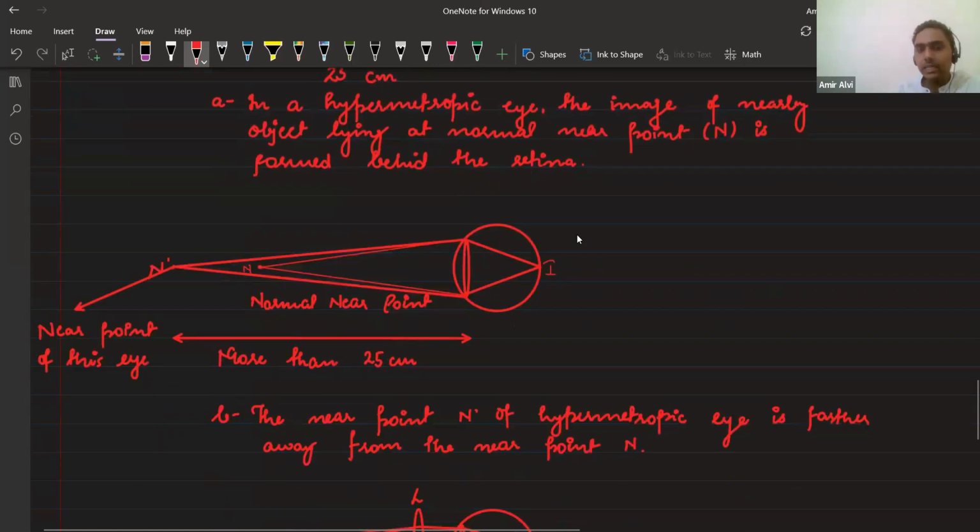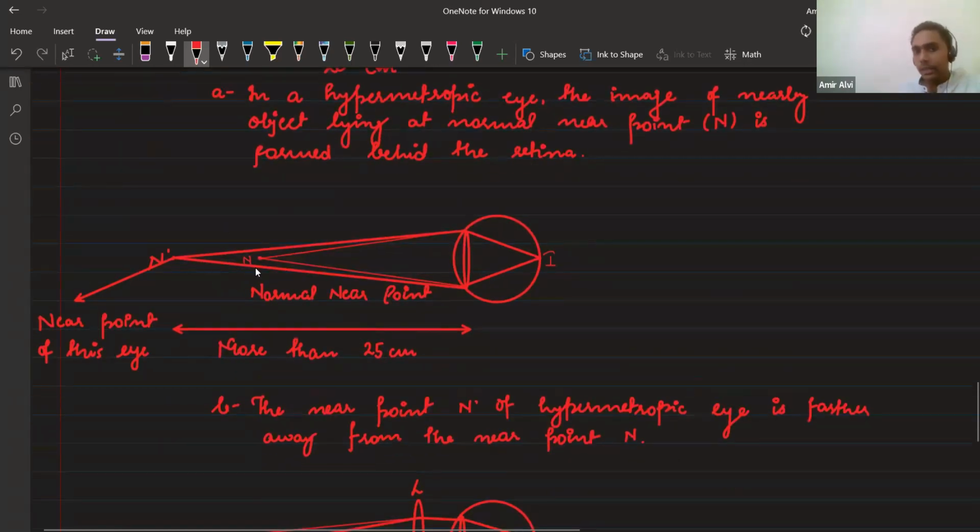Second case: the distance has increased to some extent, and the object is placed at a distance greater than 25 centimeter. Now he can see the object clearly because the near point of the person has shifted beyond 25 centimeter. This was the actual near point, but at this point the person was not able to see that object. When we increase the distance from the near point, the person can see the object clearly. That is the reason to show these first two steps.